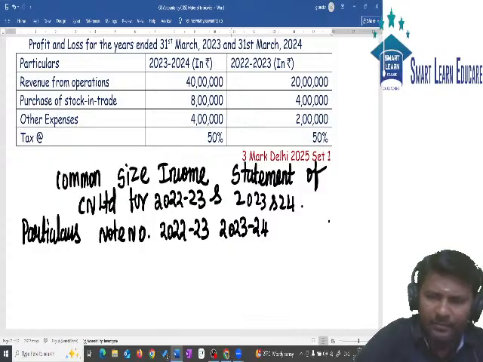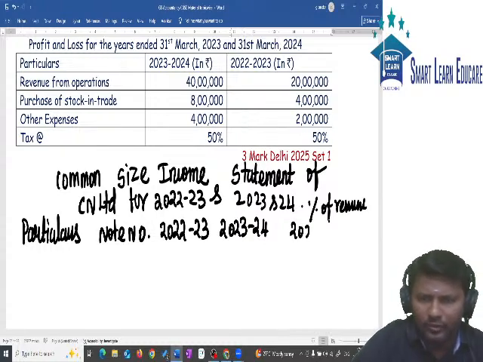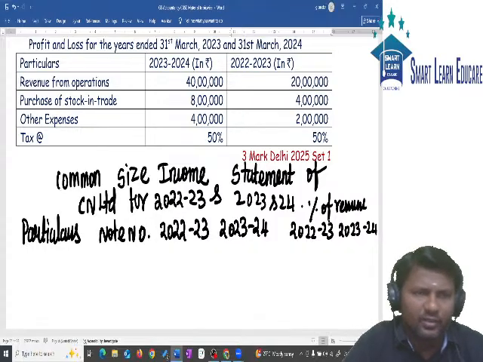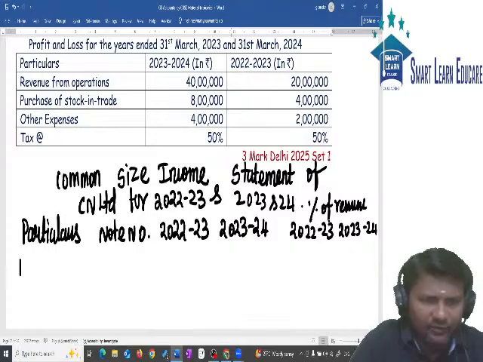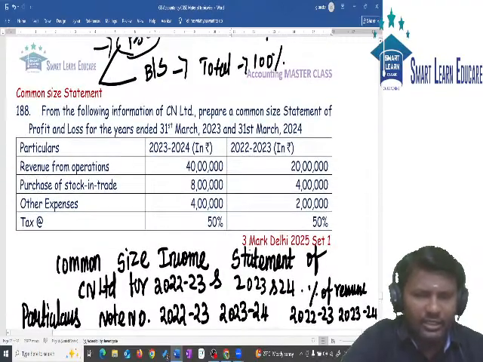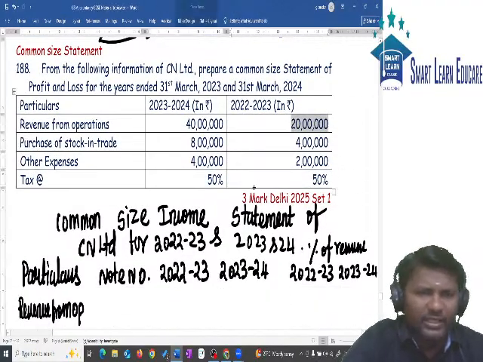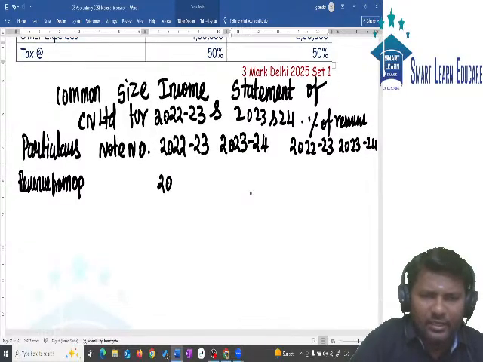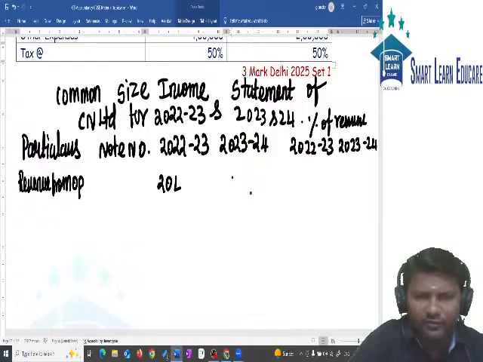Okay, what is the percentage of revenue for 2 years, 2022-23 and 2023-24? Like this, you can first have a broad classification. First information. What is the first information? Revenue from operation. What is the revenue from operation for first year? 20 lakh. 20 lakh is the revenue from operation. 22-23 it is 40 lakh.